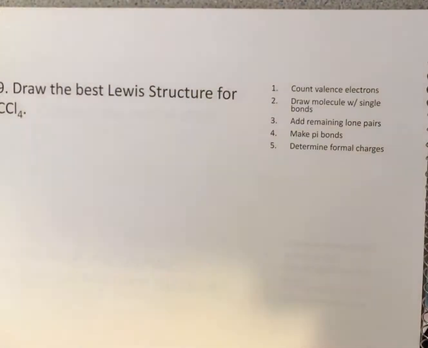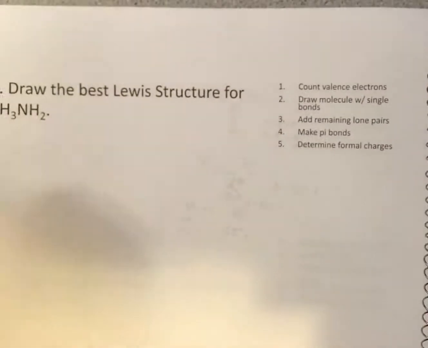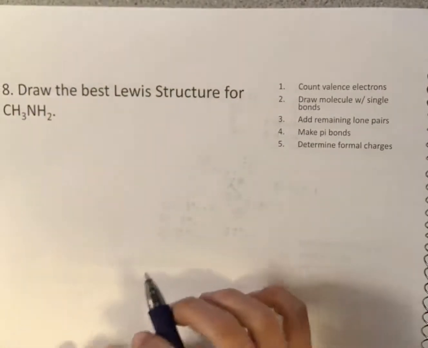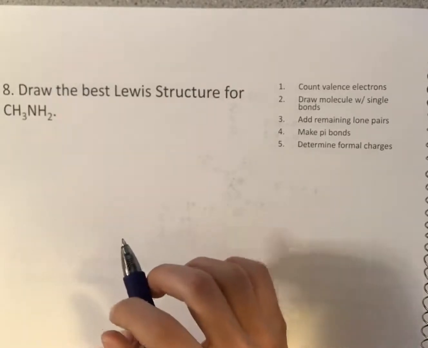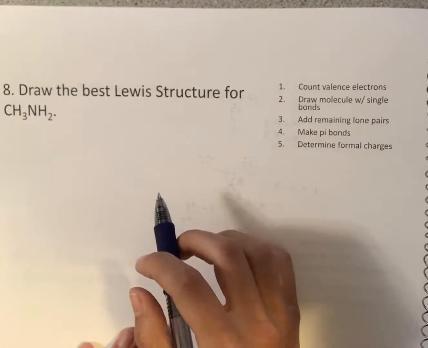So now we'll do a little bit of an easier one. Oh, just kidding. We have number 8 to do. So we need to draw the best Lewis structure for CH3 and H2.